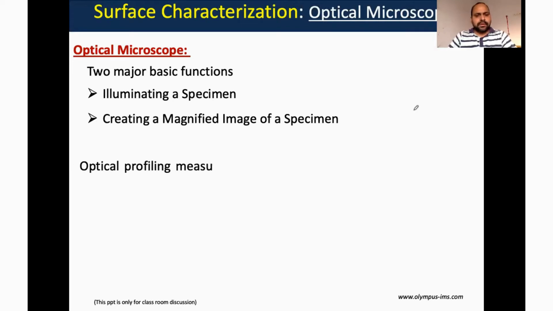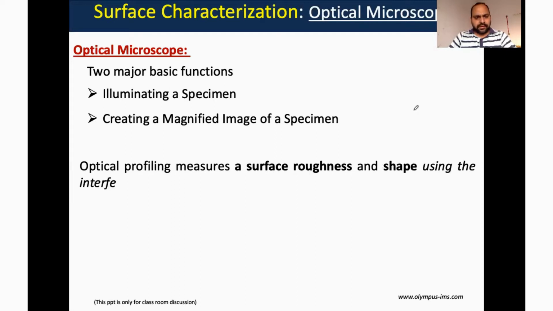The principle you already know basically, and how it works. Its working principle is the interference of light. You have two lenses, the objective lens and the eyepiece, and then you can create an image, which can give information particularly about the surface roughness and the shape of the specimen.